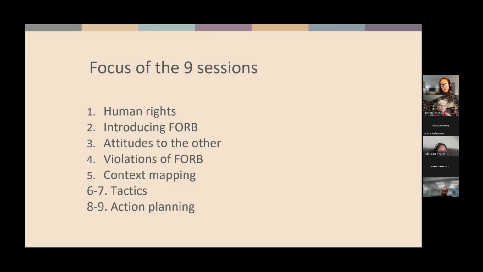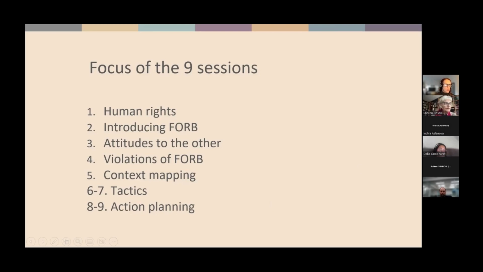In part 2, which is sessions 6 to 9, participants learn about a range of tactics or methods that can be used to promote FORB and other rights, and are guided through a process of action planning for a FORB problem they identify. So these sessions focus on skills and action. So the course altogether includes the 4 building blocks of human rights education: knowledge, attitude, skills, and action.